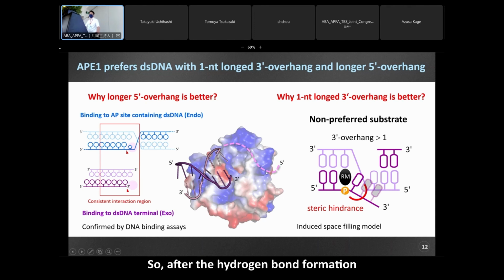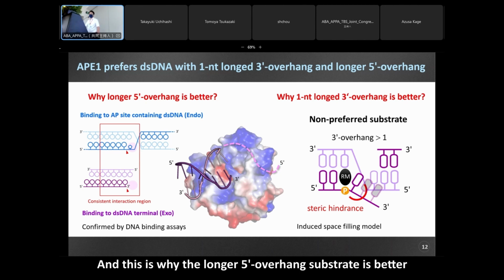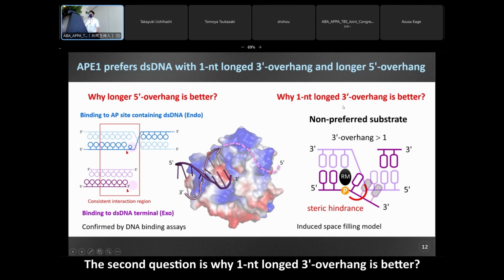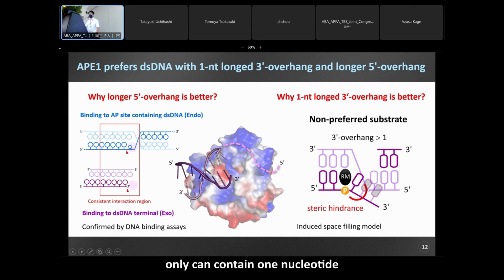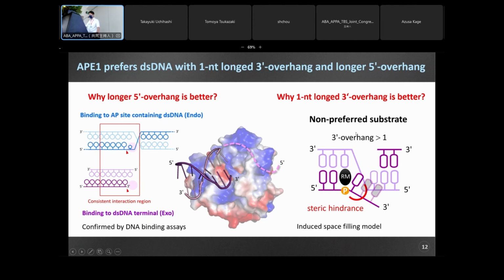So after the hydrogen bond formation, the catalytic difference between matched and mismatched DNA can be eliminated. And this is why the longer 5' overhang substrate is better. The second question is why a 1 nt long 3' overhang is better. It is because after the space filling, the active site becomes very small and can only contain 1 nucleotide. So our structure can explain why a 1 nt long 3' overhang is better.